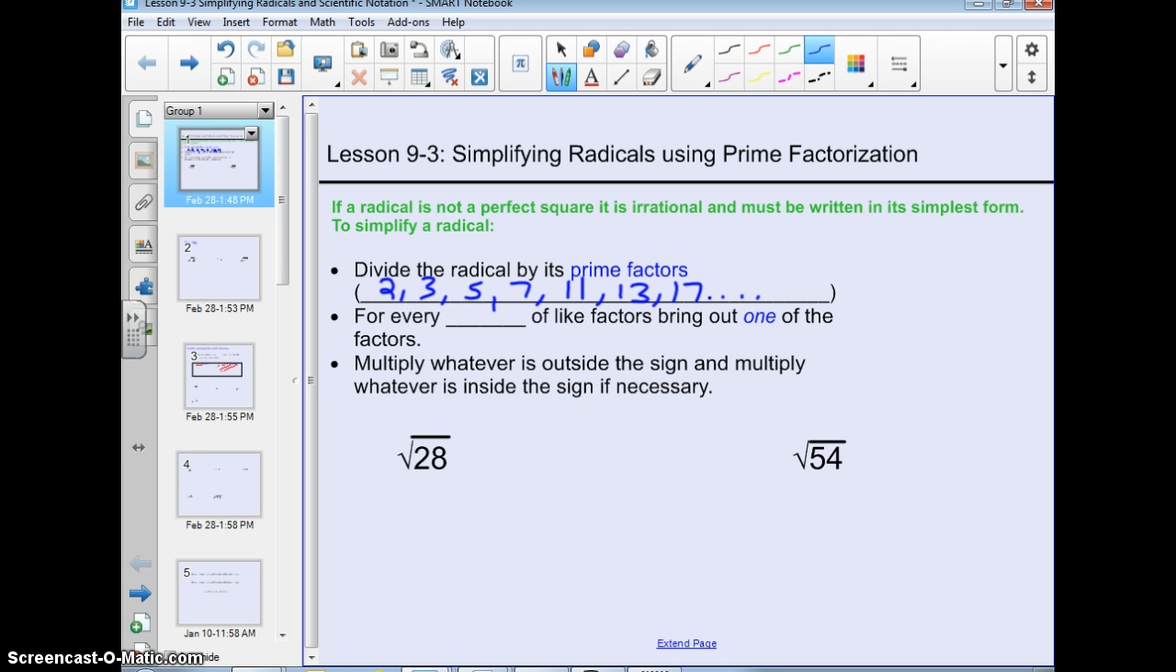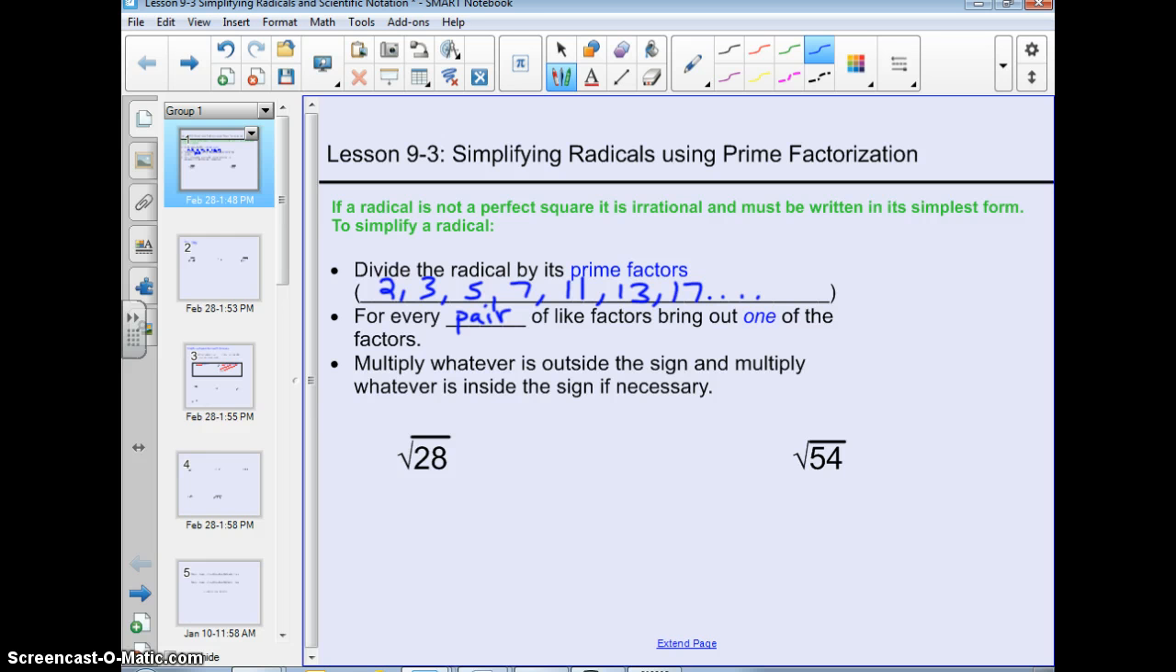Once we divide by the prime factors, for every pair that we see, we're going to bring one of the factors out. And then whatever is left over, we're going to multiply whatever is on the outside of the sign and multiply whatever is inside if necessary. So let's actually try this real quick.